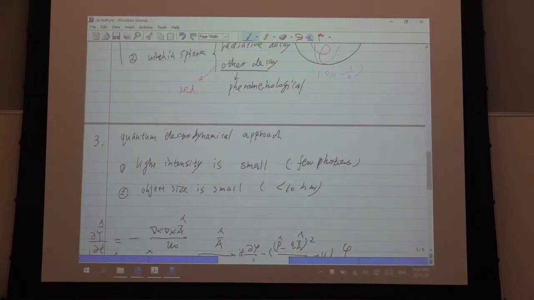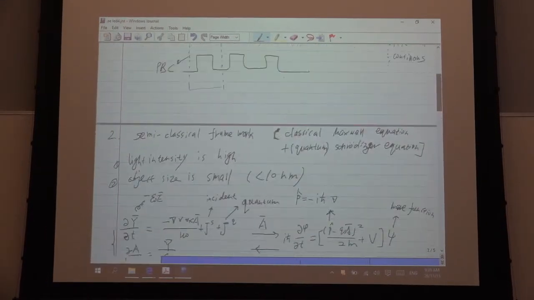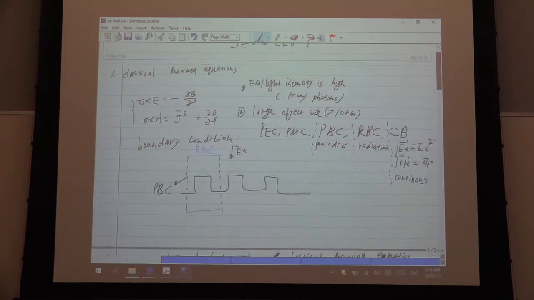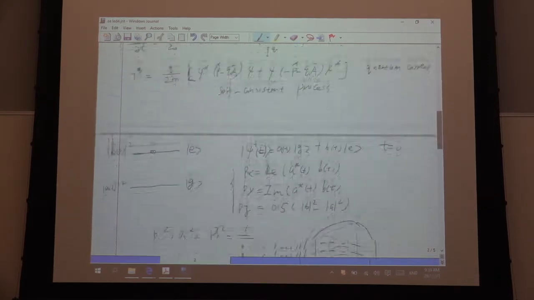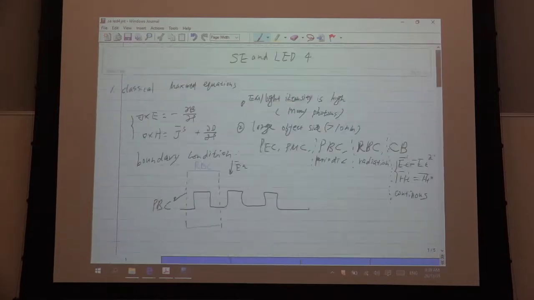I have almost finished all the mathematical part for this spontaneous emission, so I just review them. After this lecture, we have no mathematical stuff. Until now, I just summarized the three frameworks to study electromagnetics.